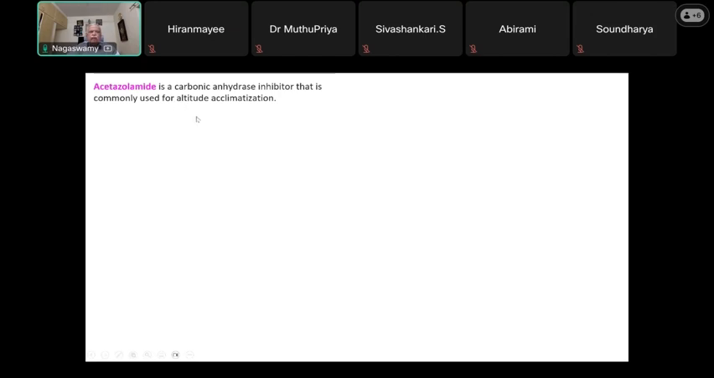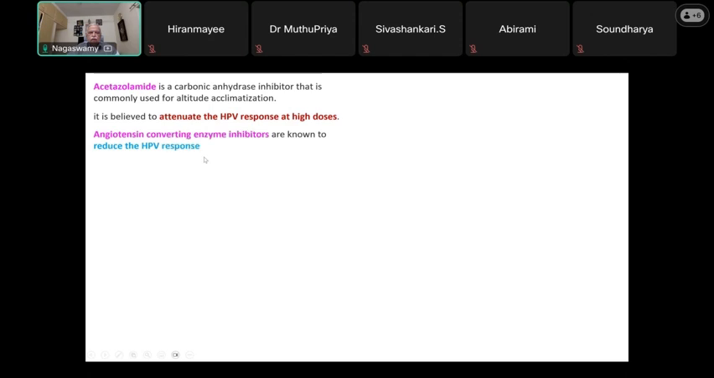alveoli. Acetazolamide is used, as I told you earlier, at higher altitude. When patients go to high altitude, it attenuates the HPV response at high doses, and it is usually given to make the patient get acclimatized to low oxygen levels at higher altitude. So this treatment is given to all those people who go to Kedar and Badrinath. Some of your relatives might have gone there. They give it as a pre-treatment before they start the journey.